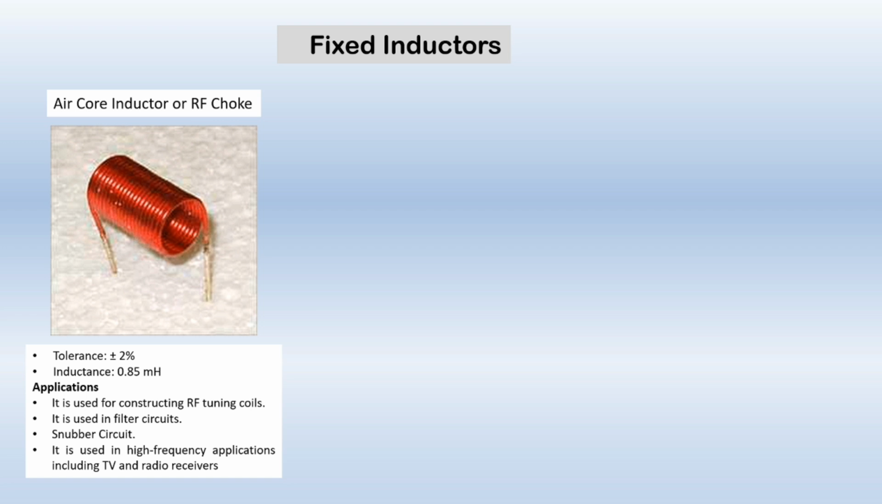It is also used in filter circuits and in snubber circuits. A snubber circuit is a circuit that opposes the sudden increase in voltage in the device and protects the device from the sudden increase in voltage. This air core inductor is also used in high frequency applications, including TV and radio receivers.